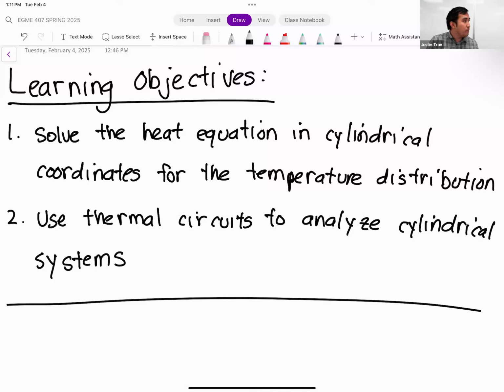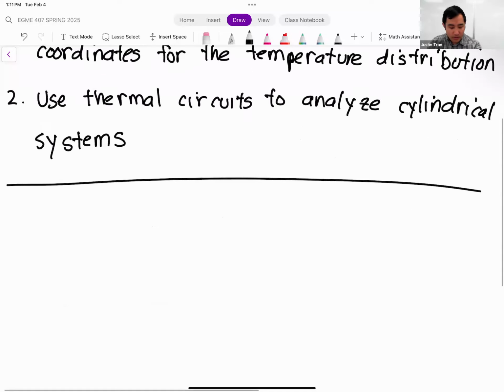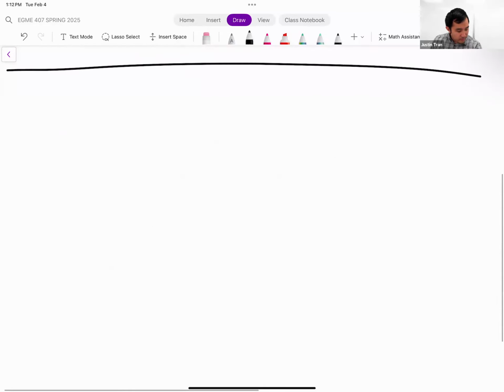There are heat equation type problems, where we're going to solve the heat equation. And there are thermal circuit type problems, where we're going to solve a thermal circuit. You're going to see how those are different, but also very similar to what they were in the planar system. So, okay, let's go ahead and get started.